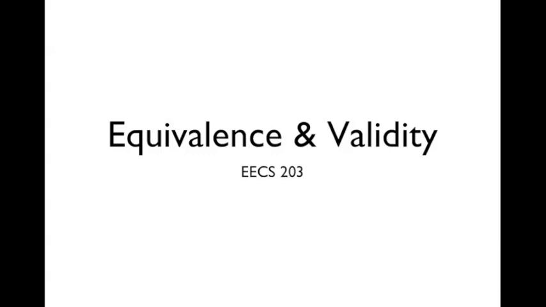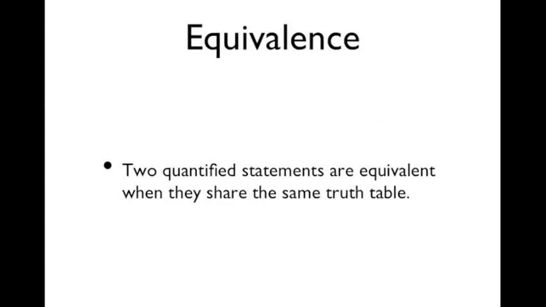This video is on equivalence and validity involving quantifiers for discrete math. So what is equivalence? Two statements are equivalent when, no matter what values, true or false, you give each of the statements, you get the same value, true or false, back from each of the statements. So in other words, in terms of truth tables, the end result of their truth tables are the same.